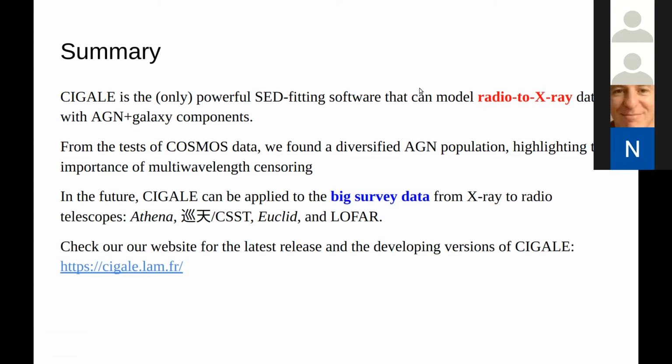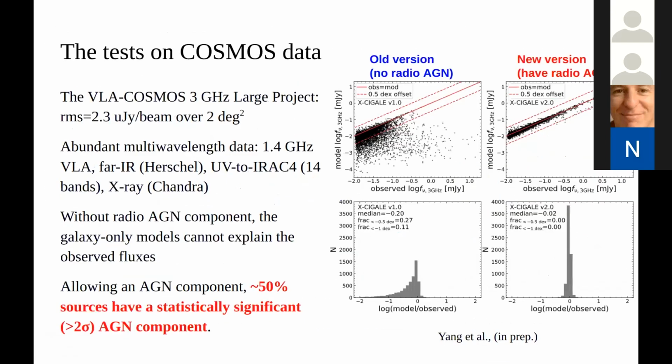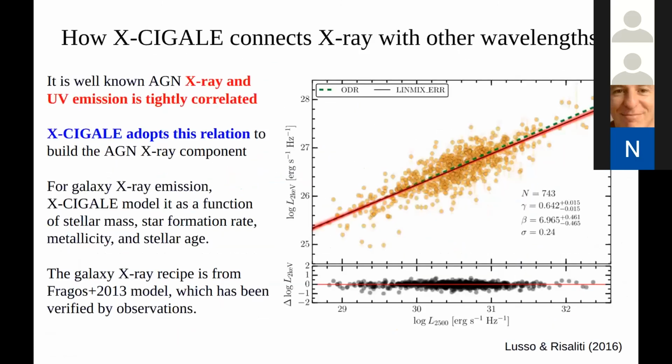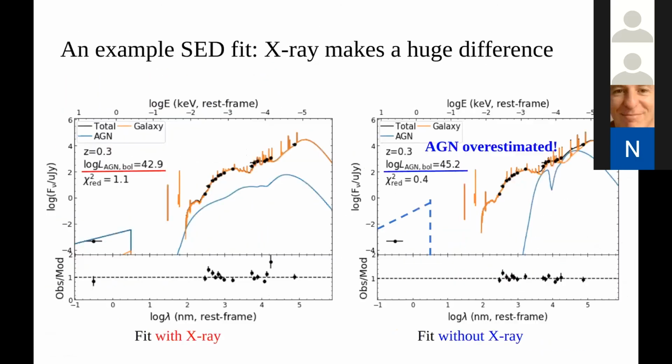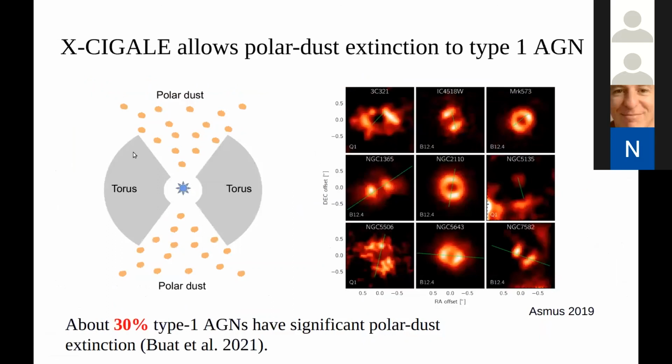Thanks. We have a question from Jérôme. Yes, in your model of AGN, you're putting dust in the polar dust, but there is no dust in the torus?